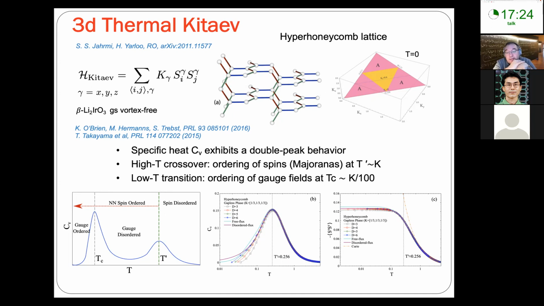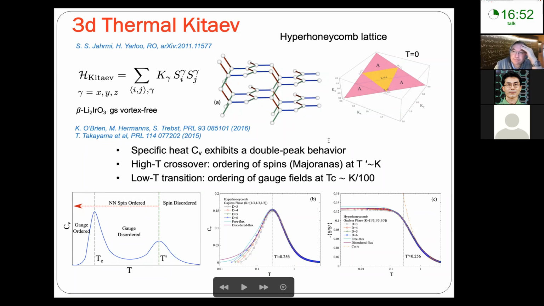We just defined the Kitaev model here with three different types of couplings depending on the direction of the bond, XX, YY, or ZZ. Interestingly, it turns out that there are materials that correspond to this type of model, like this one here. And the nice thing for us is that the ground state is vortex free. So there is an exact solution at zero temperature, and it follows exactly the same rules as for the standard honeycomb Kitaev antiferromagnet.